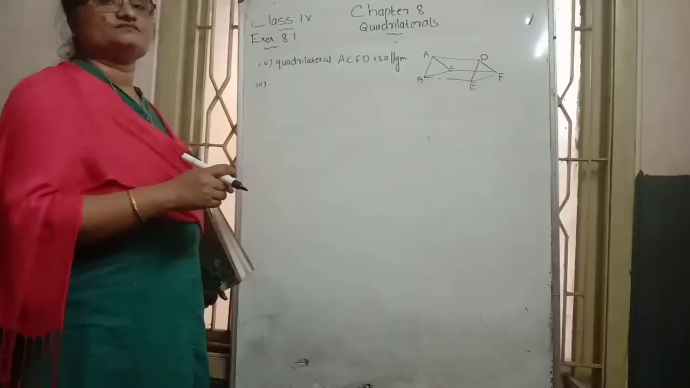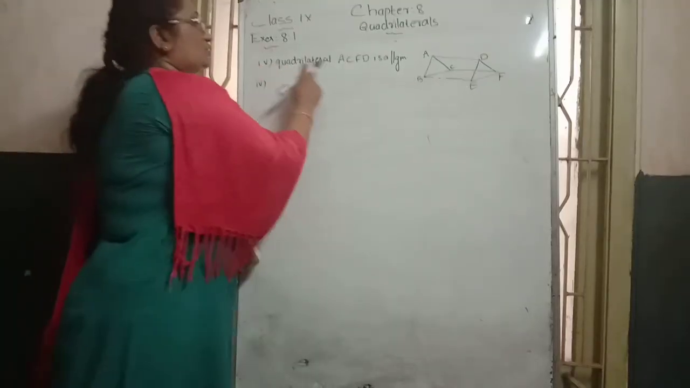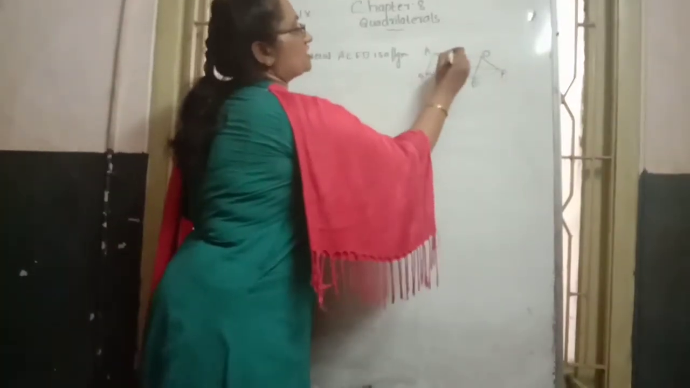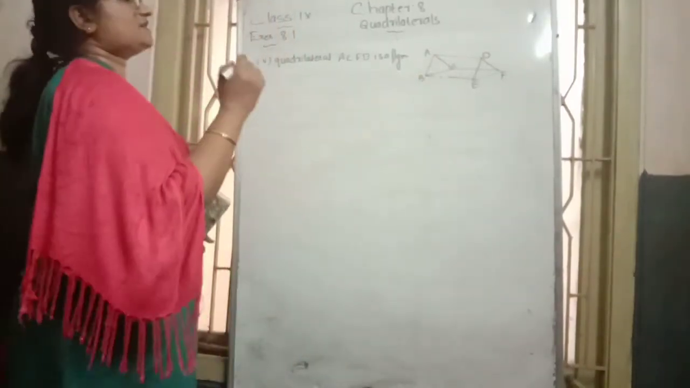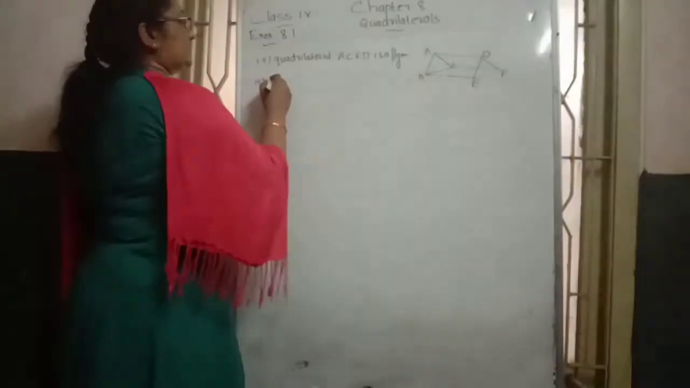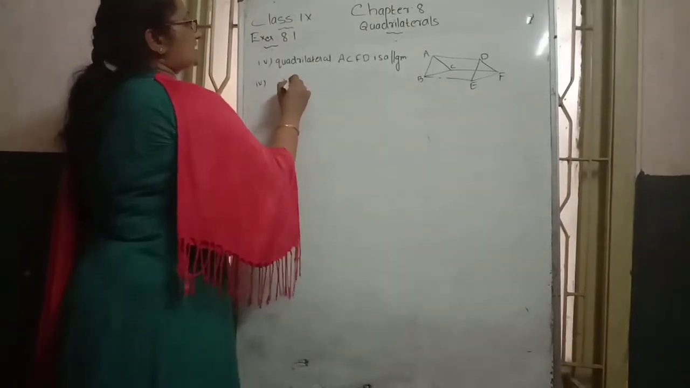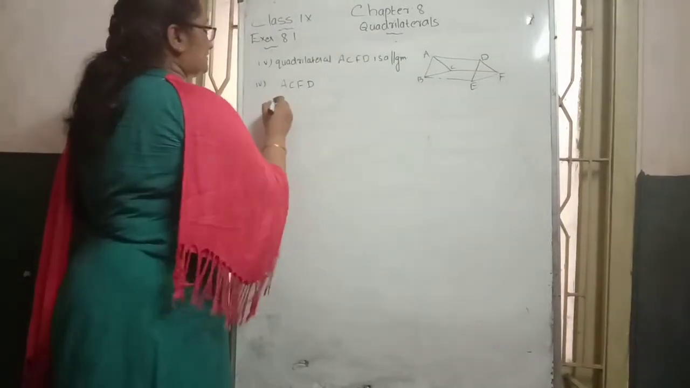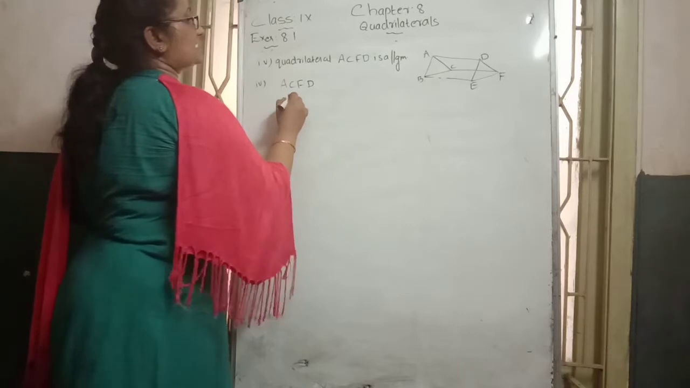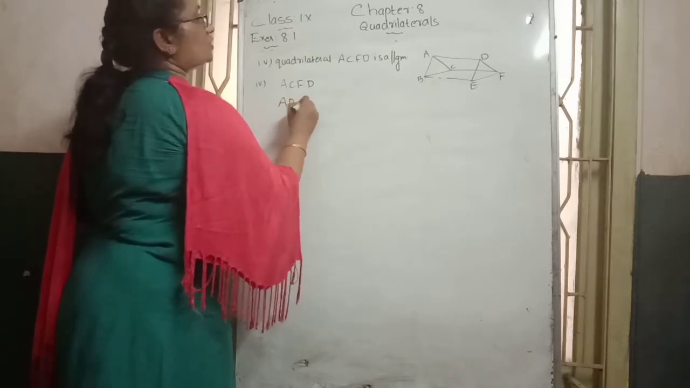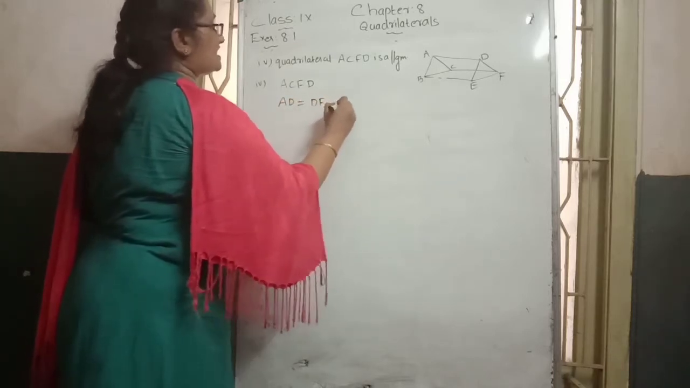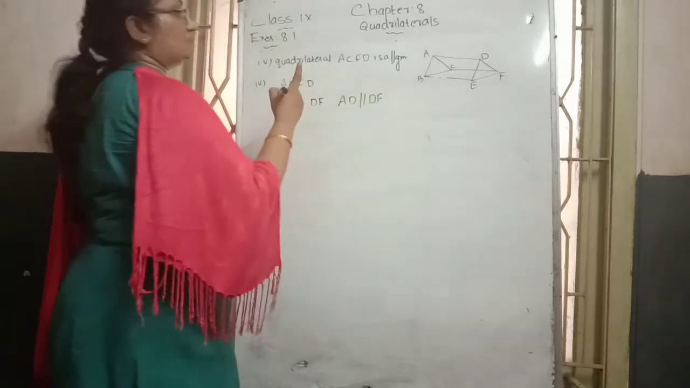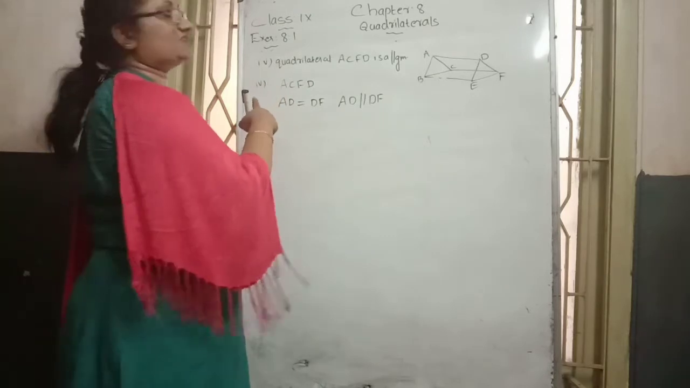Fourth case, how? Next we want to prove the fourth case, quadrilateral ACFD. This ACFD quadrilateral is a parallelogram. How to prove? Already we know that in quadrilateral ACFD, AD side is equal to DF side. That means AD side is parallel to DF. What about this one? Already we proved it in the third case.